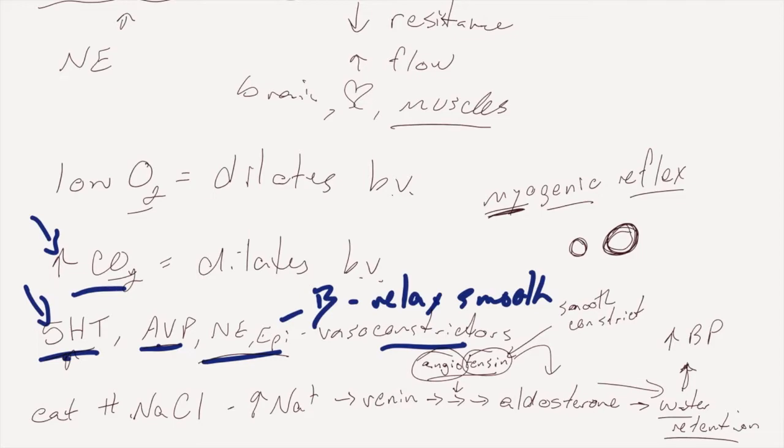So angiotensin, we talked about the RAS system, the renin system, aldosterone system, and angiotensin system that increase sodium and lead to water retention, which is going to increase blood pressure by increasing the volume of blood in your body.